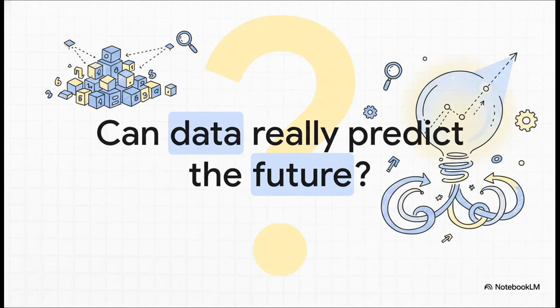So let's kick things off with a big question. Can data really predict the future? I mean, can a bunch of numbers tell you what's going to happen next? Well, no, it's not a crystal ball, but it is a super powerful technique for finding hidden patterns. And once you find those patterns, you can make some really smart forecasts. It's not magic, it's math, and we're about to see exactly how it's done.